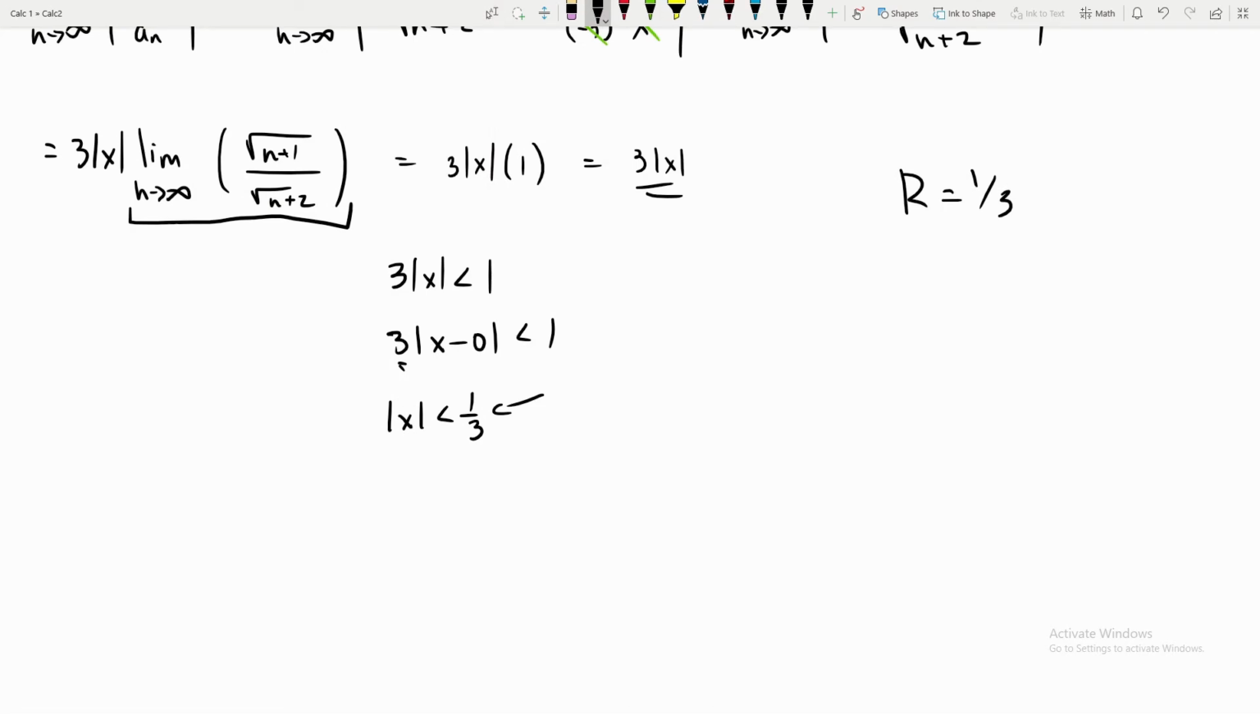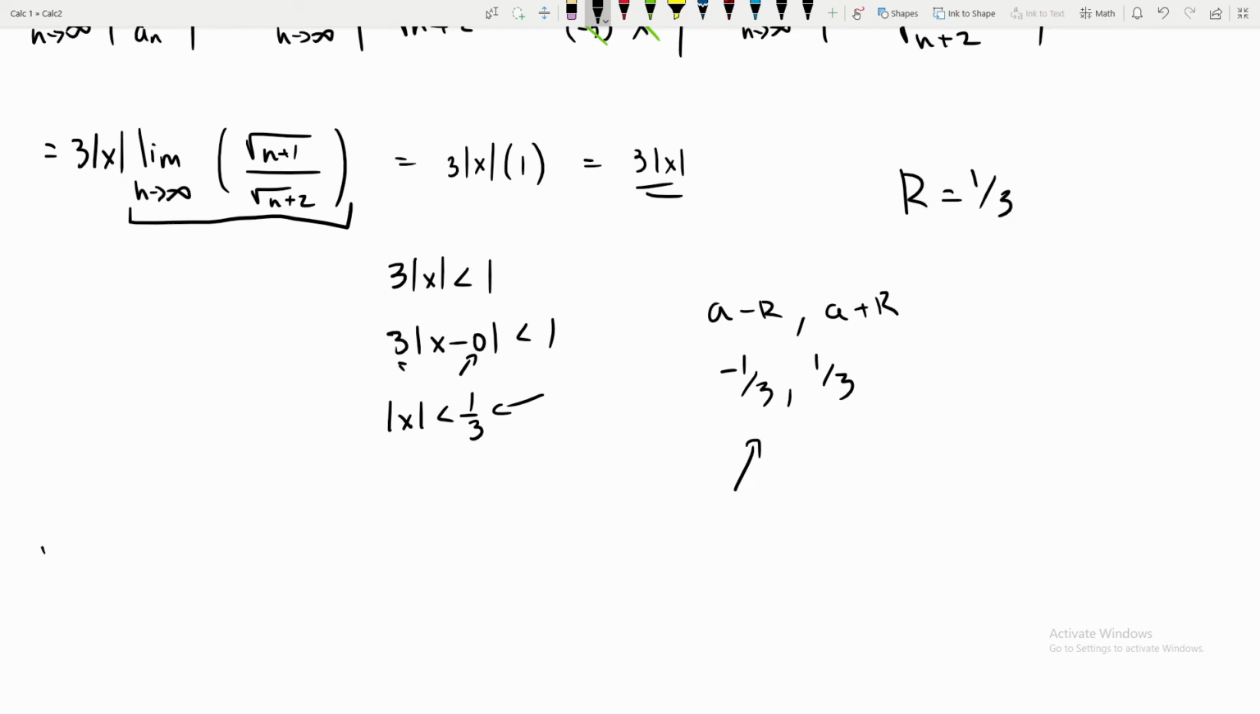First of all, the bounds are going to be a minus r and a plus r. So what is a? Well, a, like I said, was 0. And then minus r is just going to be minus 1/3 to 1/3. But we don't know what brackets to include. We don't know if we include these circular brackets or these square brackets or any combination of them. So let's find this out.